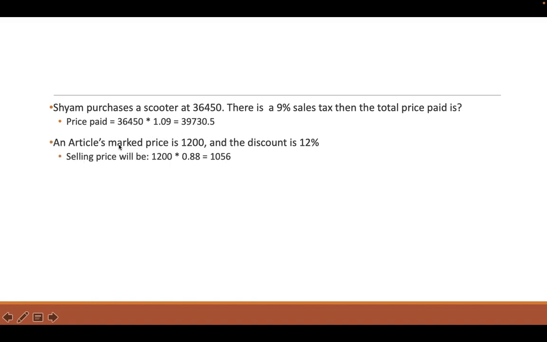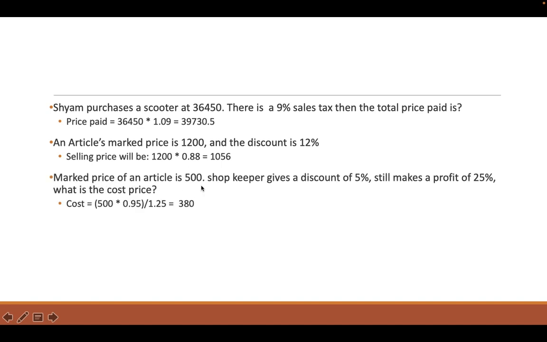Okay. An article marked a price of 1200, and the discount is 12%. Then what should you say? Okay, MRP, you are getting the discount, and then it says 12% discount. That means 88% of the MRP, and the price I can purchase at on sale or discounted price is 1056.